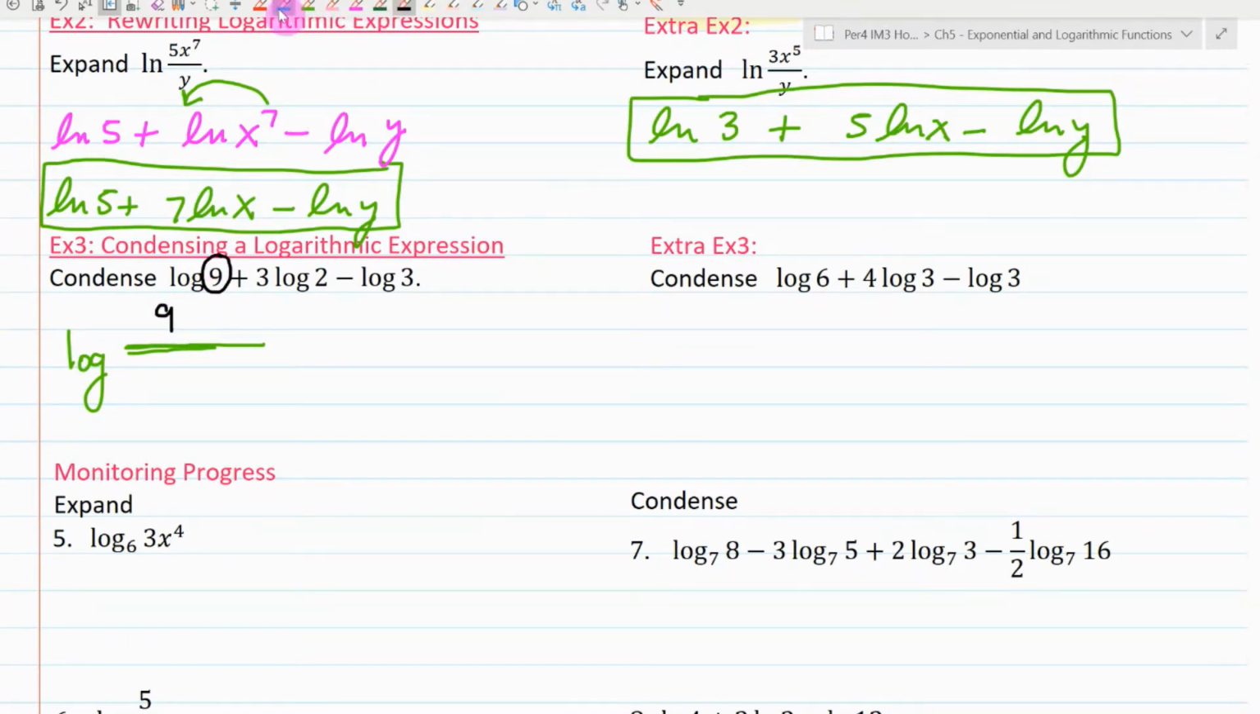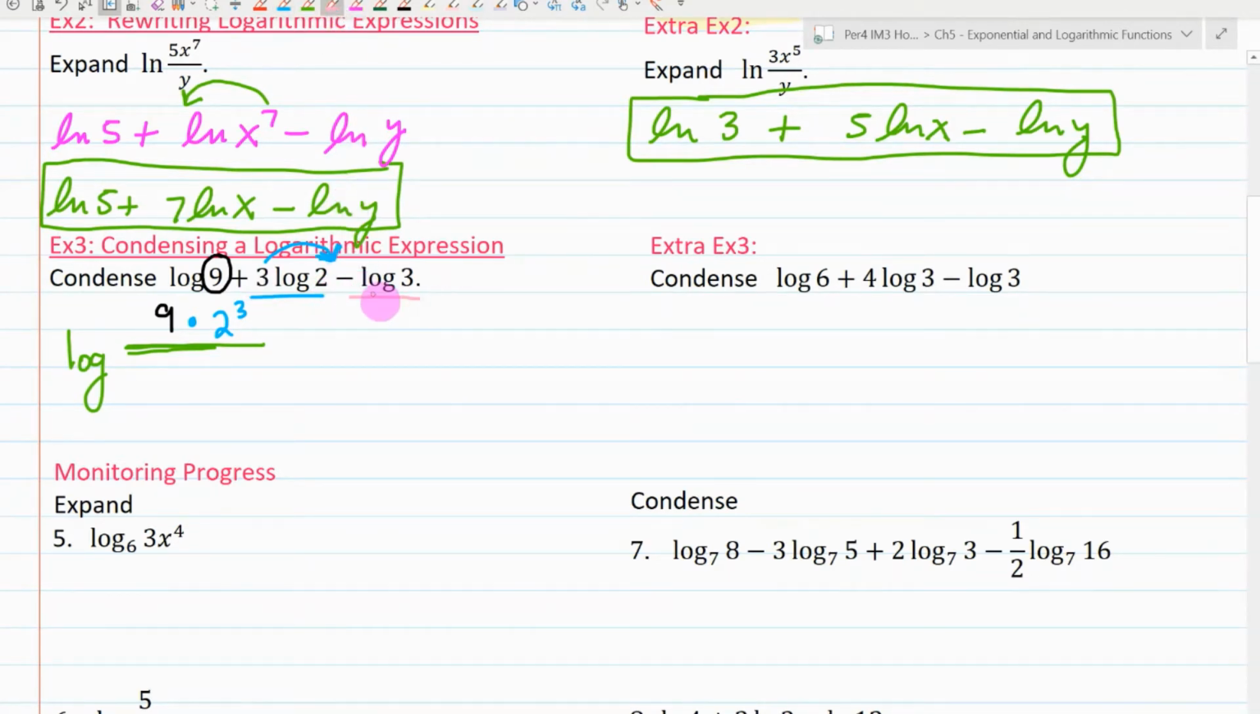We have the 3 log of 2. So the 3 becomes the exponent of the 2. And because that's a plus sign, it's at the top. So it becomes 2 to the 3rd. Okay, we put the exponent back.